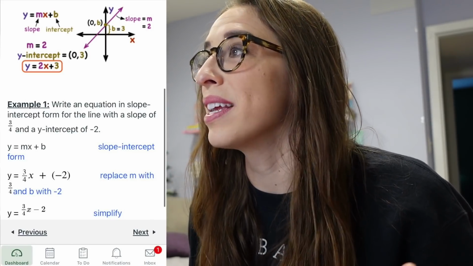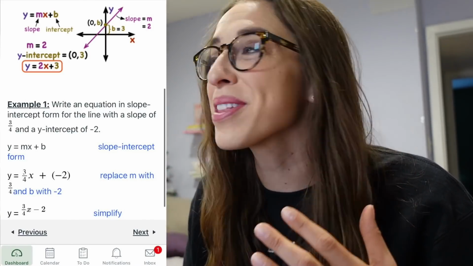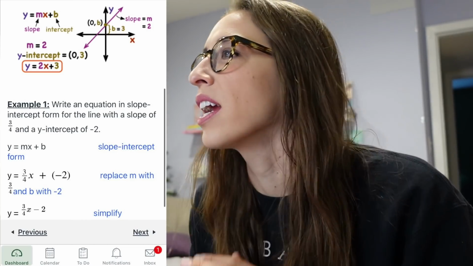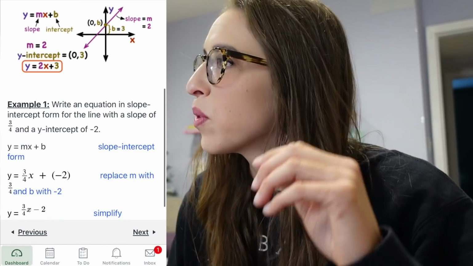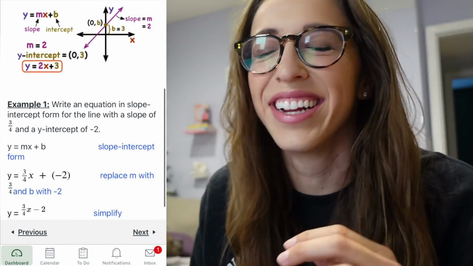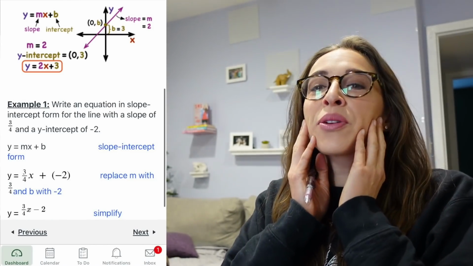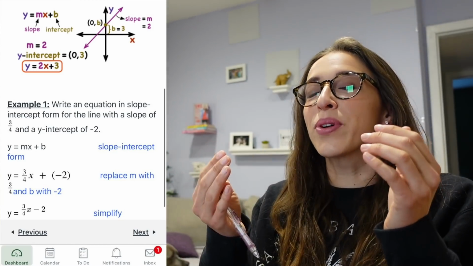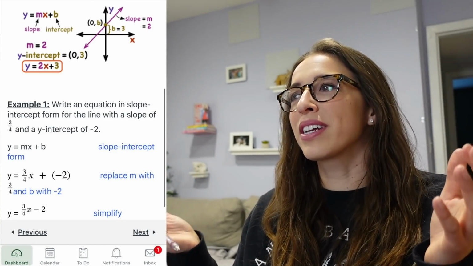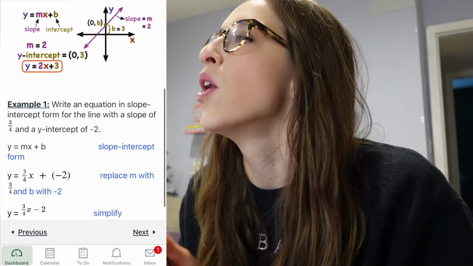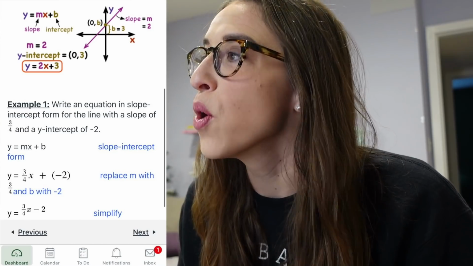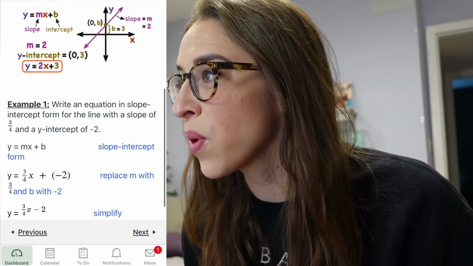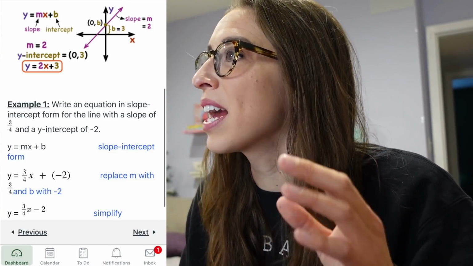Let's figure this out. Okay, y equals mx plus b, slope-intercept. I remember these words. Oh dear God, we're all gonna die. Okay, write an equation in slope-intercept form where the line... You do the thing where you read and just assume what the next words are gonna be. You can't do that with math because you never know what's gonna happen. Okay, write an equation in slope-intercept form for the line with the slope of 3/4 and a y-intercept of -2.